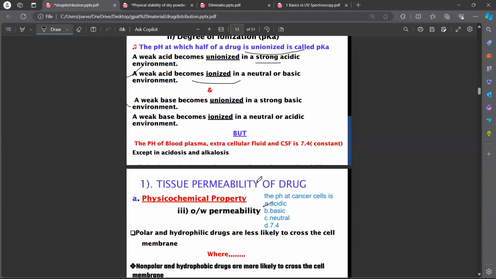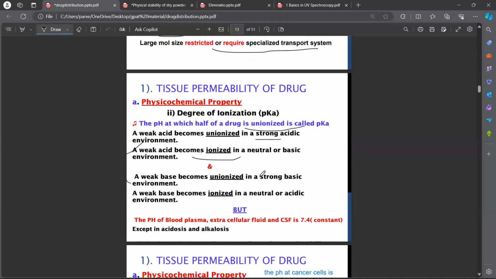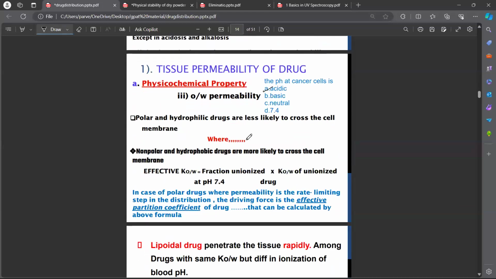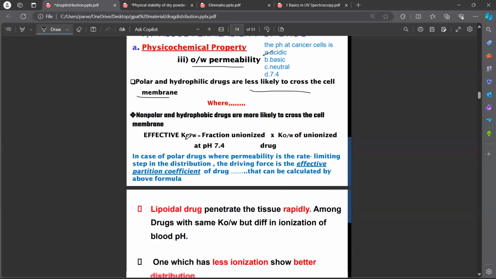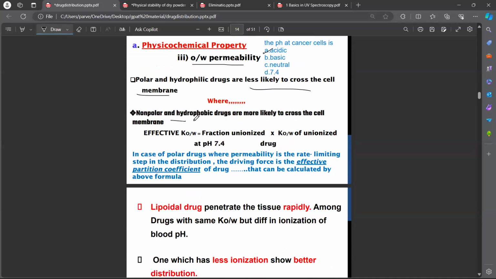It is acidic due to the increased metabolism in the cancerous cells. Next we come to the KO/W, which is nothing but the log P or partition coefficient. Polar and hydrophilic drugs are less likely to cross the cell membrane, whereas non-polar and hydrophobic drugs, having more lipophilicity, are able to cross the cell membrane.